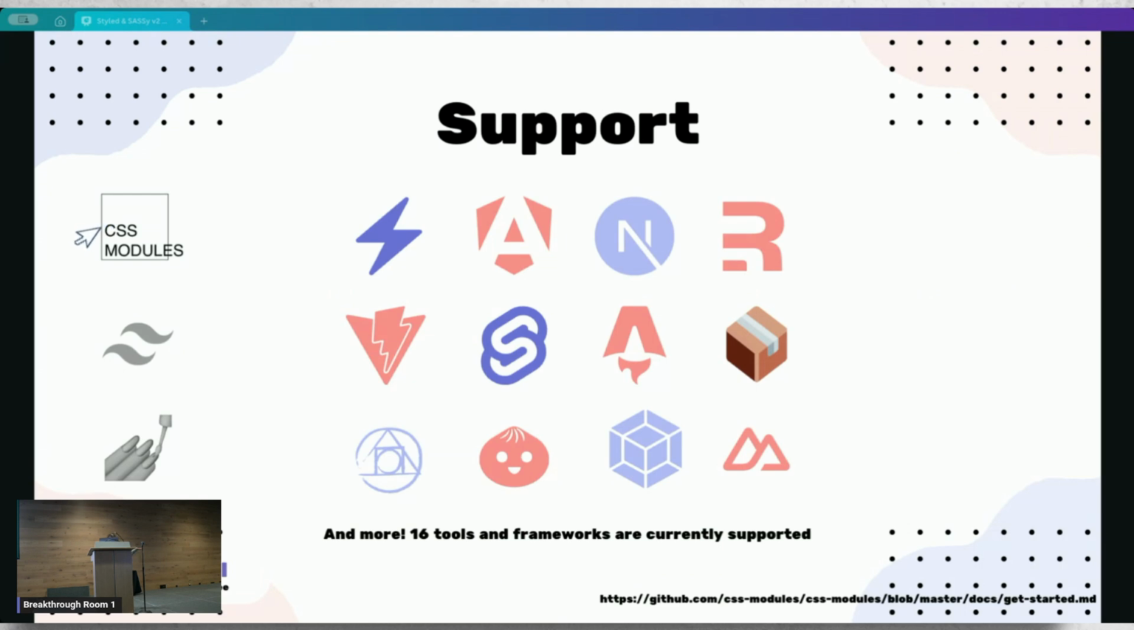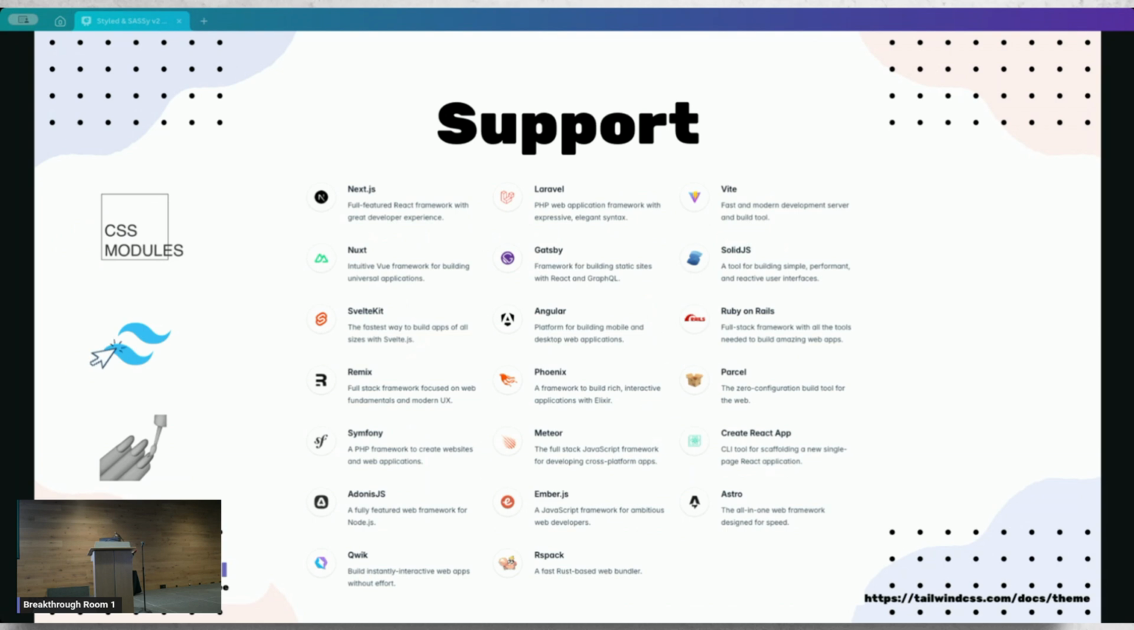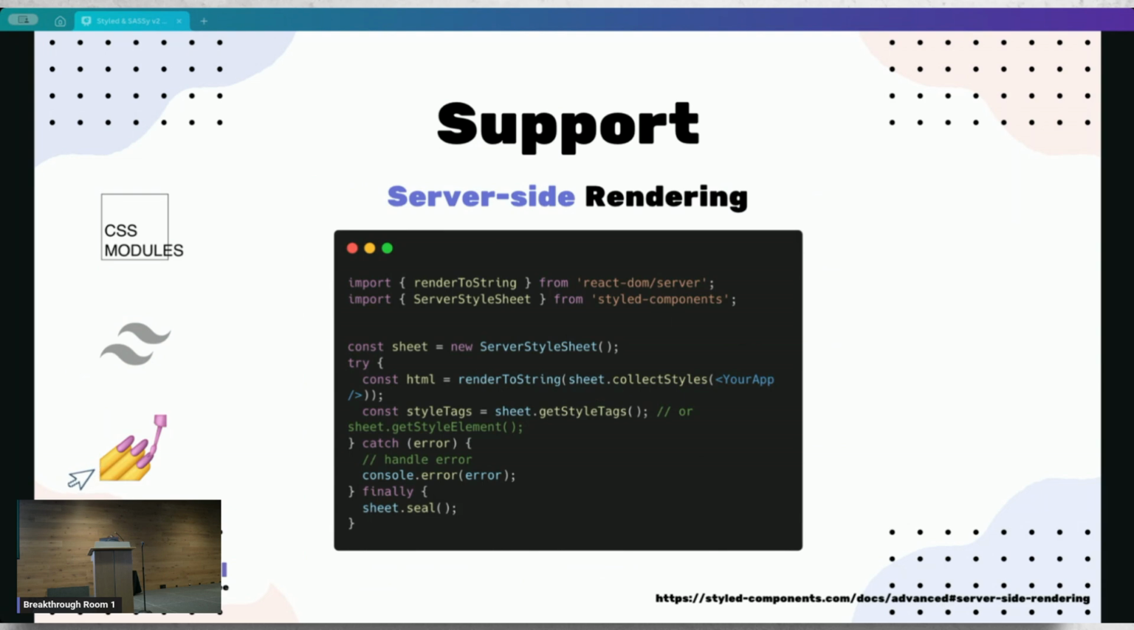So for CSS modules, I think it's the most widely supported. We have a ton of different tools and frameworks that we can use it with. For Tailwind, it is also very widely supported, and currently at the time that I took this screenshot, there were about 20 different frameworks that were supported. And CSS and JS is a growing ecosystem, but it's not exactly as widely supported just yet.